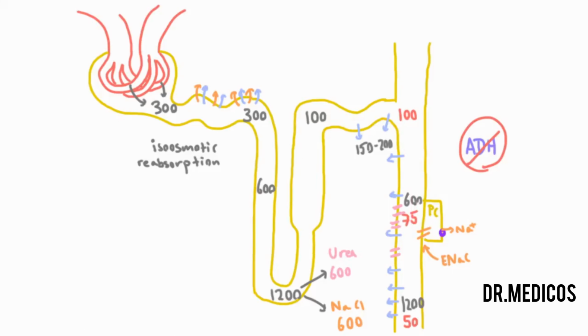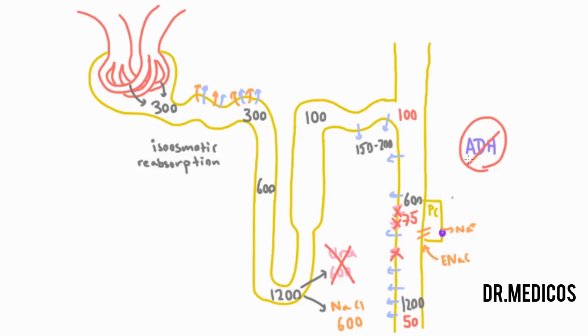So what does that mean? Well, that means that no ADH, no urea channels. And no urea channels, no recirculation of urea. No recirculation of urea, no high concentration of urea here in the medulla. You still have your sodium chloride concentration high, but you don't have a high urea concentration.